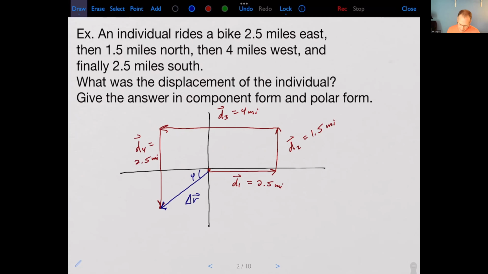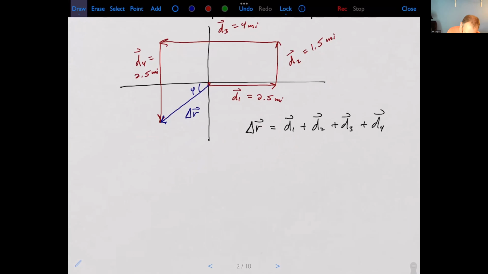So probably the easiest way to do this, if you notice, really to get delta R, what you're doing is you're adding up all those individual displacements. So delta R is going to be D1 plus D2 plus D3 plus D4. Okay, so how do I do this? Well, I want to do this using components. So I need to find the X and Y components of each of those vectors and then add them all up, right?